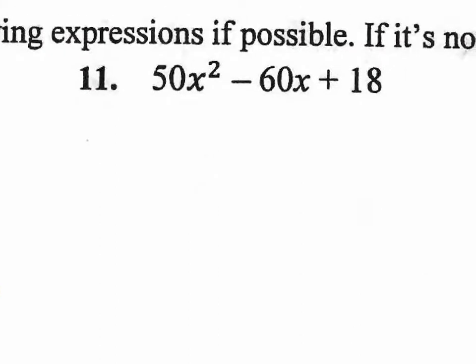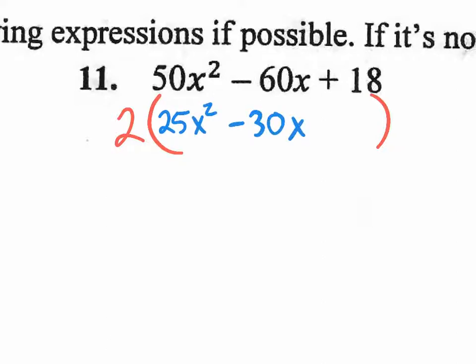What should I always try to do first? Pull out the GCF, right? Now, what is the GCF right there? What could I pull out from all 3 terms? 2? If I do pull out a 2, what would be left? 25x squared minus 30x plus 9. Now, some people got this right. However, you need to keep going.